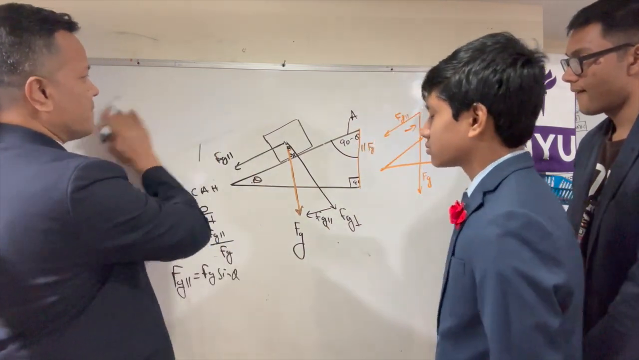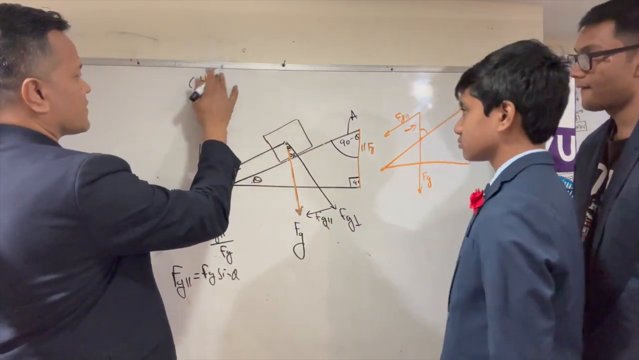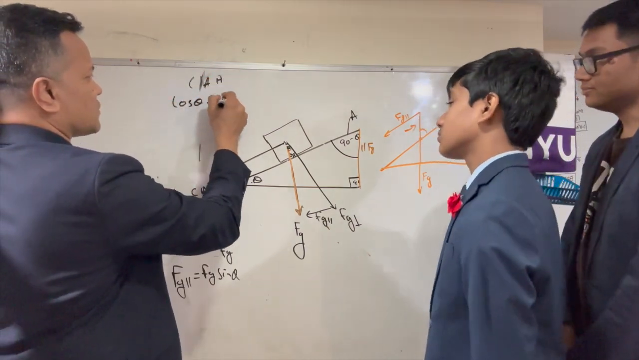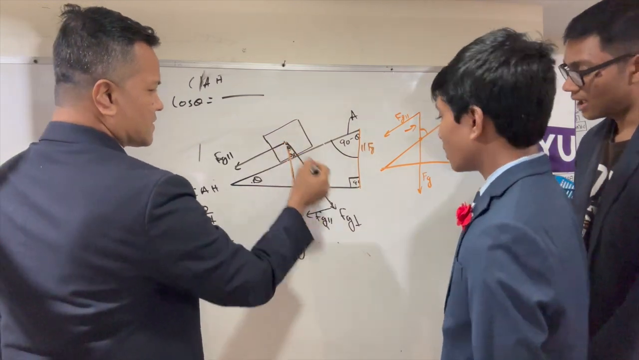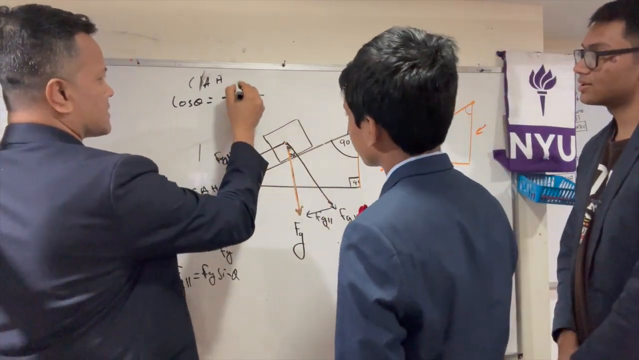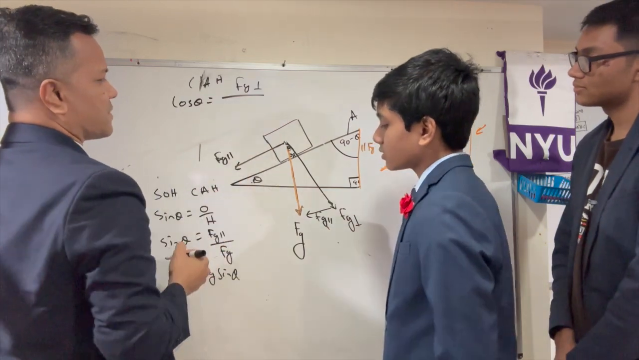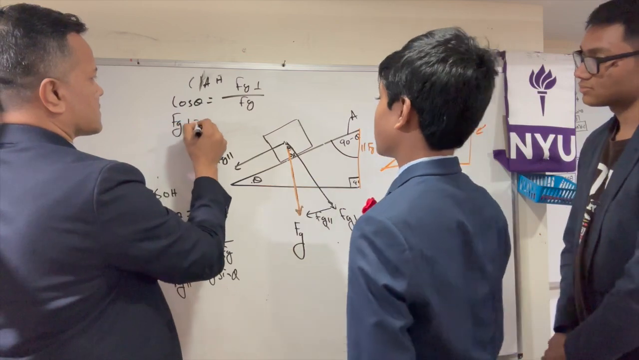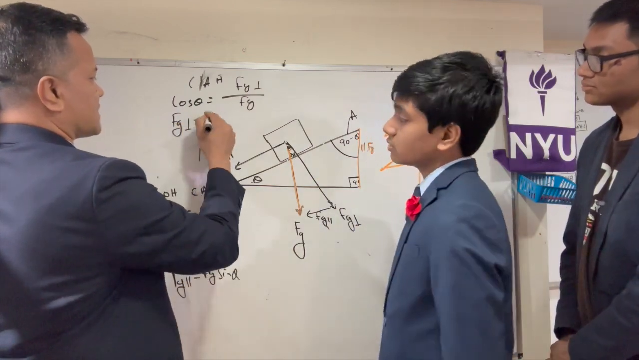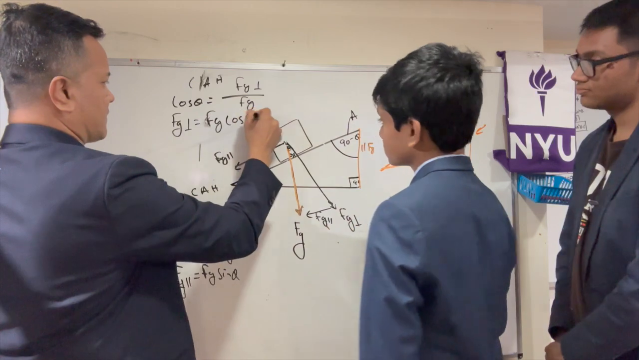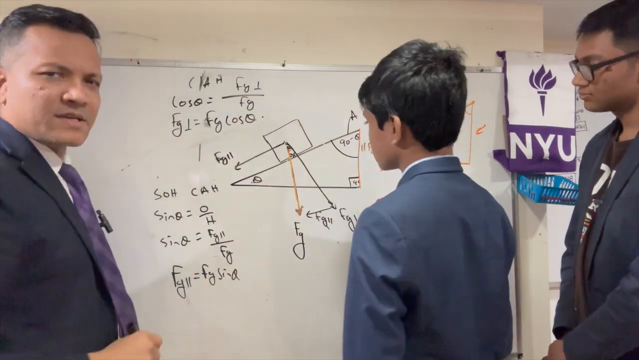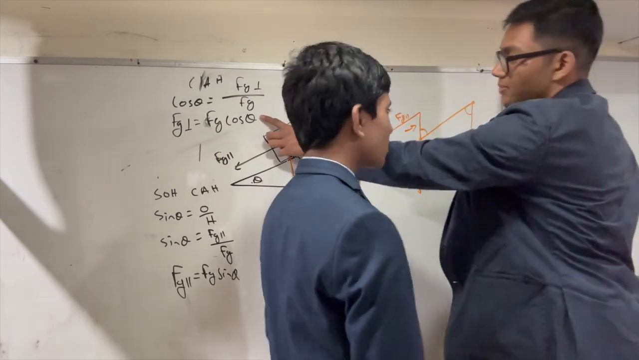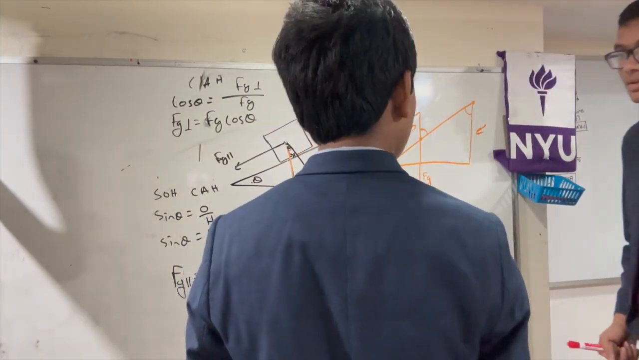So to do the CAH, cosine theta is equal to adjacent over hypotenuse. What is adjacent? Adjacent is FG perpendicular, and hypotenuse is FG. Which means FG perpendicular is equal to FG cosine theta. All right, this is one proof. Isaac, you do your own proof. What are we doing? Proving that FG perpendicular and FG parallel are these two.